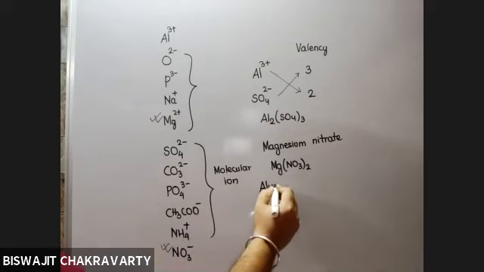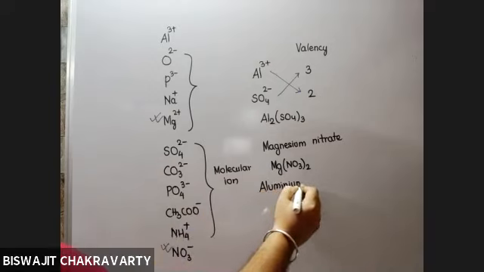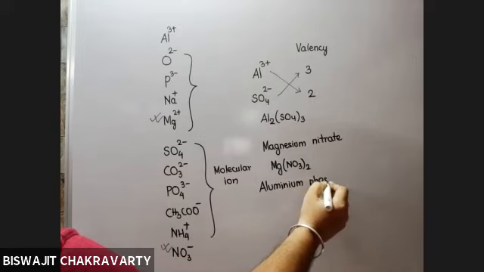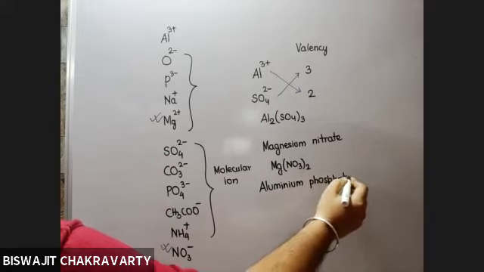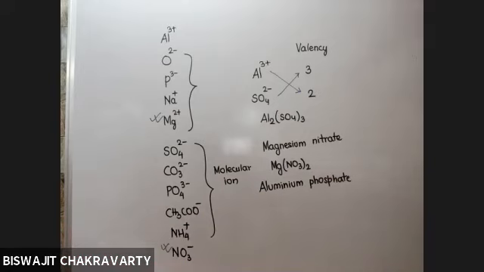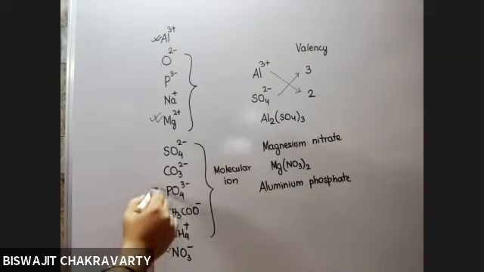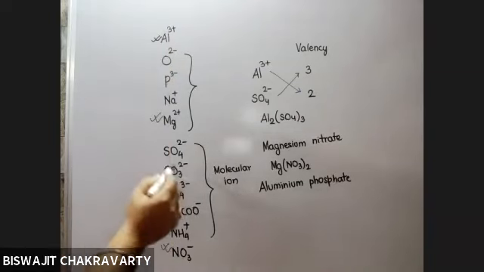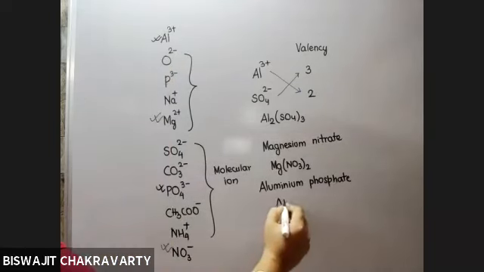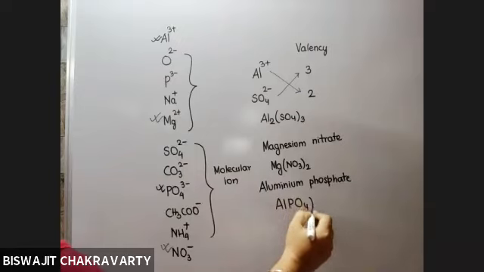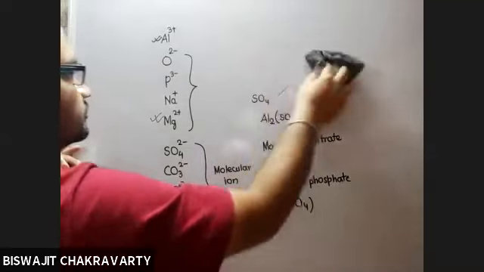Try out aluminium phosphate. Sir, AlPO4. So both the valencies are 3. Aluminium is this, phosphate is this. As you can see, they mutually cancel each other. So it will be AlPO4, isn't it? Yes, sir. Clear or not? Yes, sir.